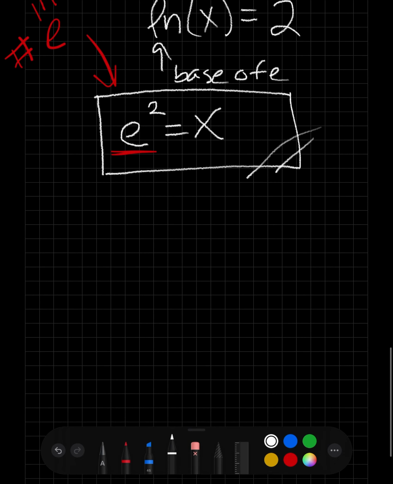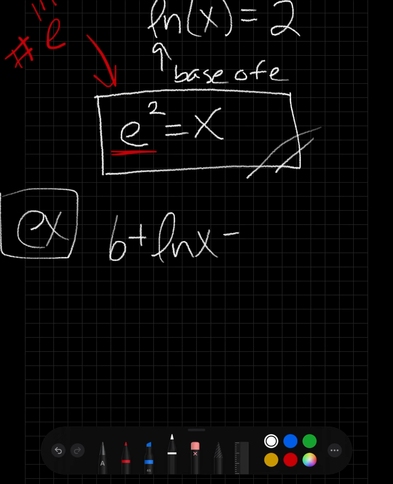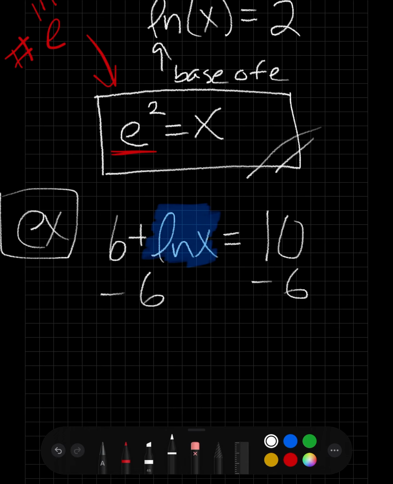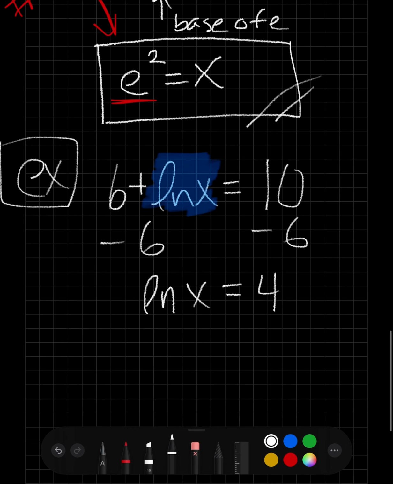I hope that helps. Let's do another example. We'll do another example involving e, and then we'll do an example with a different base. So let's suppose I had this situation. I have 6 plus the natural log of x is equal to 10. Just like before, we want to isolate this natural log. And we want to isolate that by subtracting 6 from each side of the equation. And then I have the natural log of x is equal to 4.